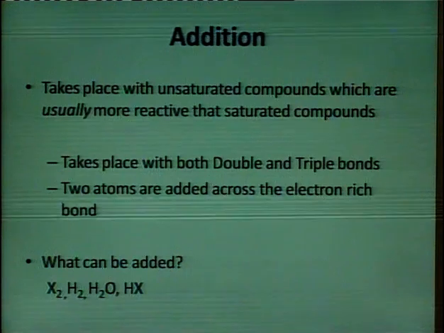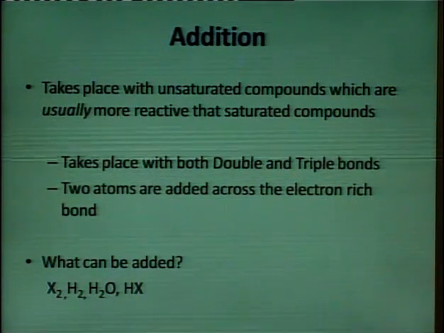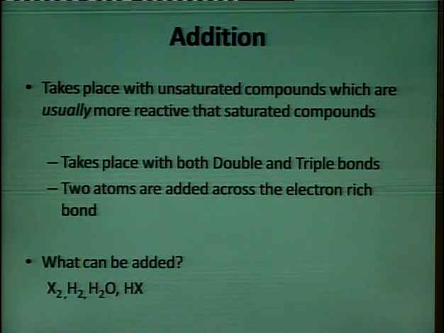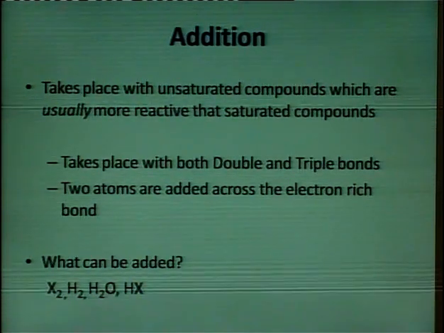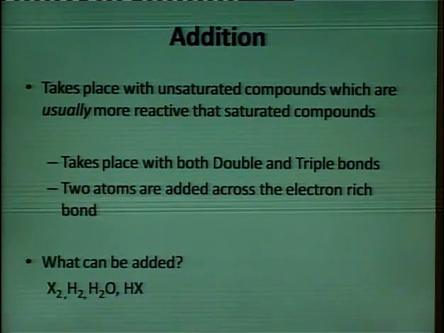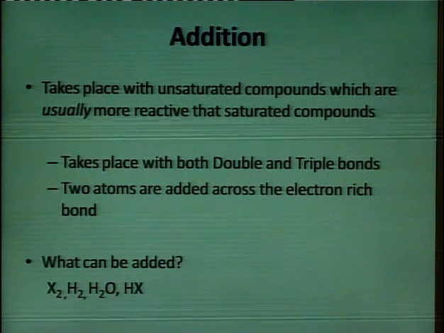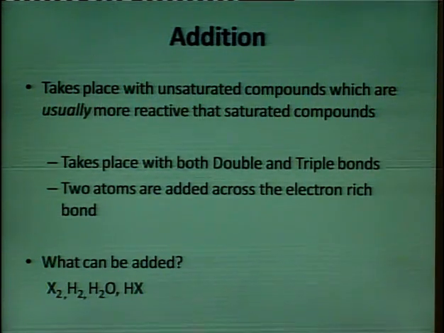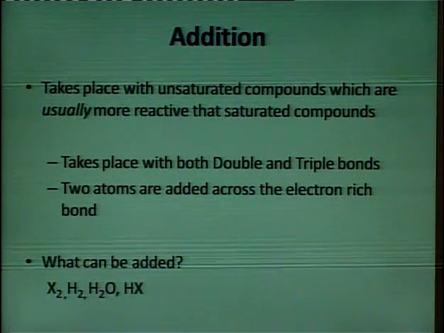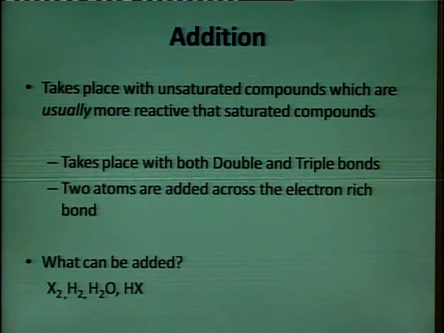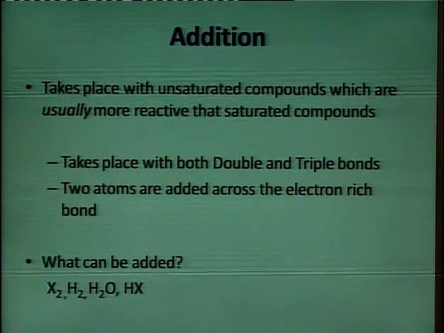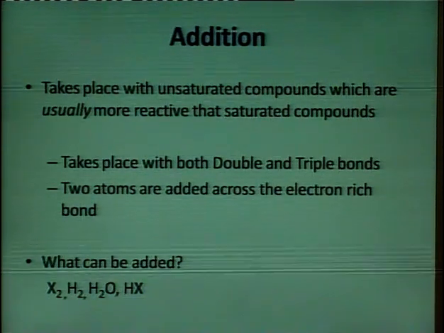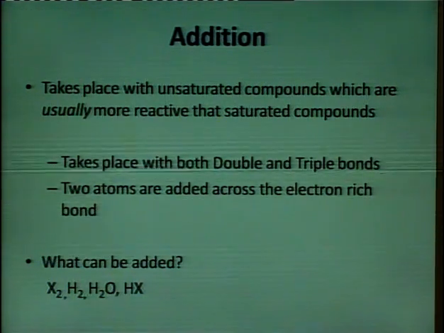It takes place with unsaturated compounds, which are usually more reactive than saturated compounds. In saturated compounds, no addition of hydrogen or halogens can take place, while in unsaturated compounds addition of hydrogen or halogens or something else can take place. So, there should be a double or triple bond present in the organic molecule for addition reactions. Two atoms are added across the electron-rich bond.